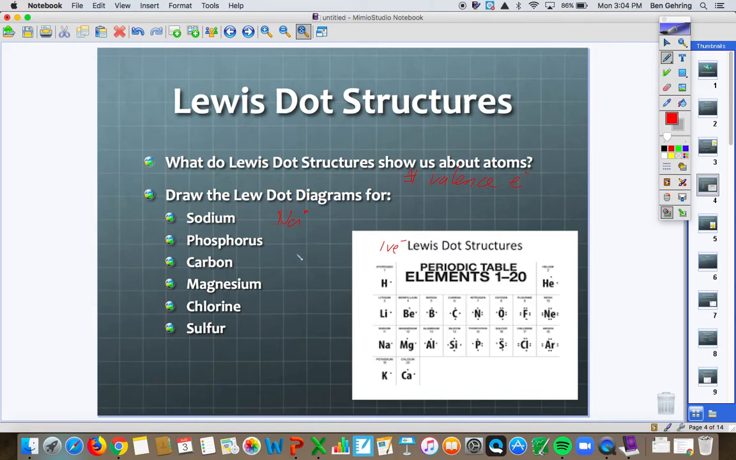Phosphorus is in column 15, which means it's got 5 valence electrons. So I'm going to go 1, 2, 3, 4, and 5. I'll let you do the last 4. Make sure you put dots for the number of valence electrons. Remember, you can't double up occupancy until each room has 1 electron. But finish these last 4, and then hit the play button and we'll continue on.